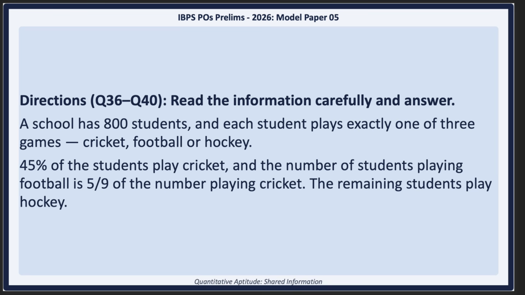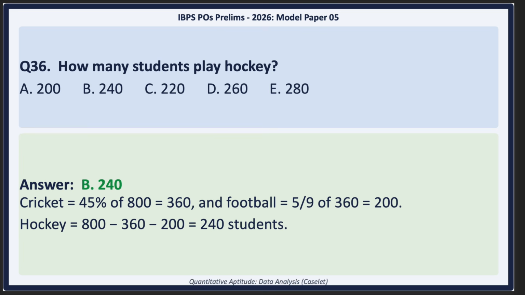Then it says the number playing football is 5/9 of the cricket players. Again, stop and calculate. 5/9 of our new number, 360. So divide 360 by 9 to get 40, multiply by 5, and we have 200 football players. Perfect. And the final sentence says the remaining students play hockey, which is just the 800 total minus the 360 cricket and 200 football players, leaving 240 for hockey. See, so before we even read question 36, we've already built our own pantry. Oh, wow. That makes it so much less intimidating.